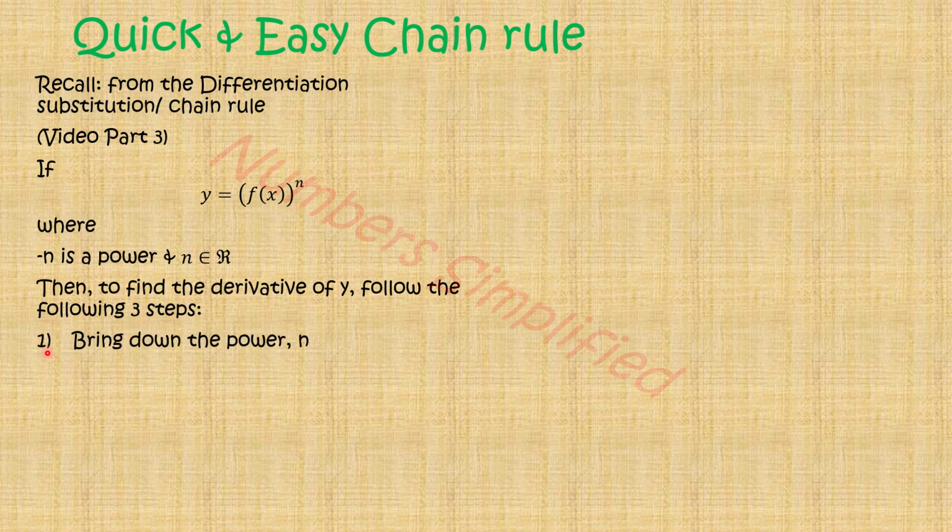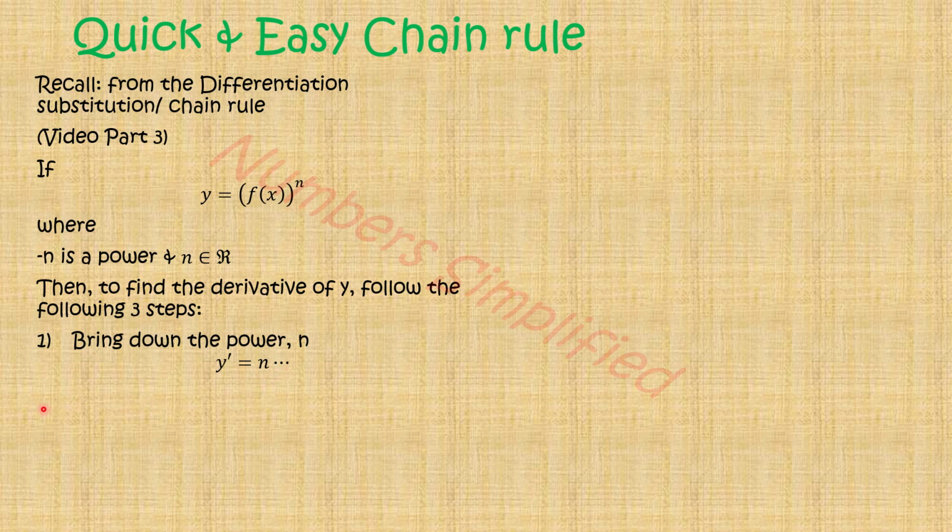The first one is bringing down the power n. So the n that is from the power, we bring it down so that we have our y prime is equal to n times something that we're going to look at in step number 2 and 3.